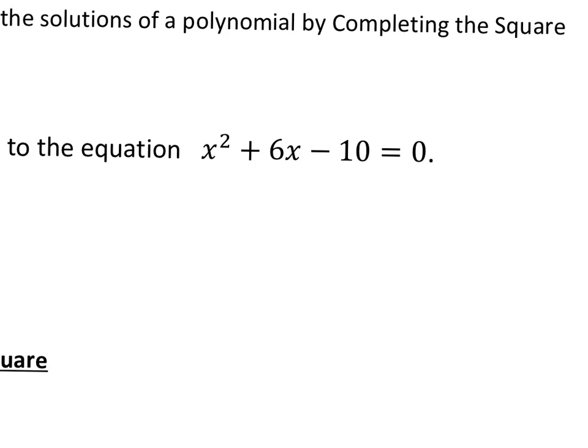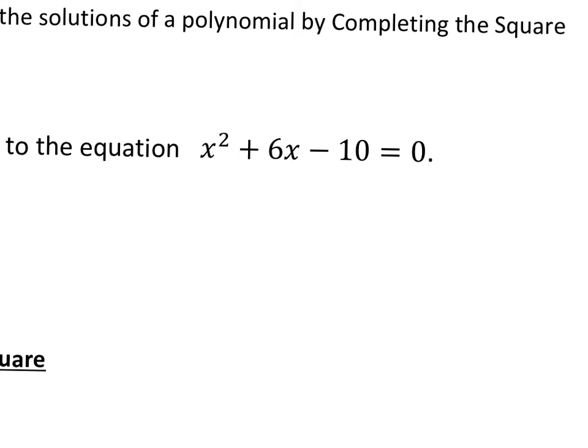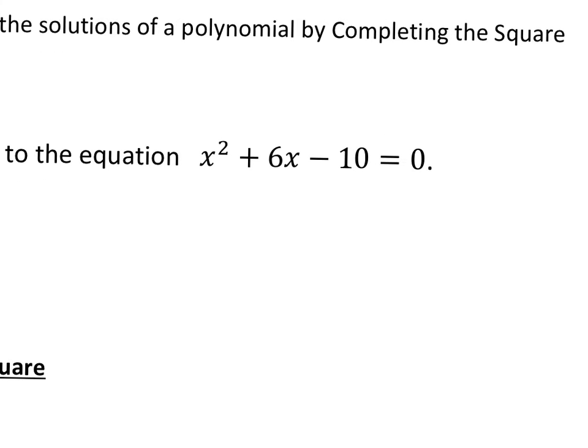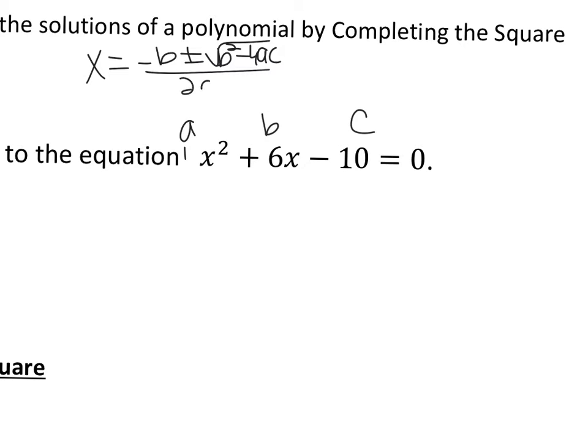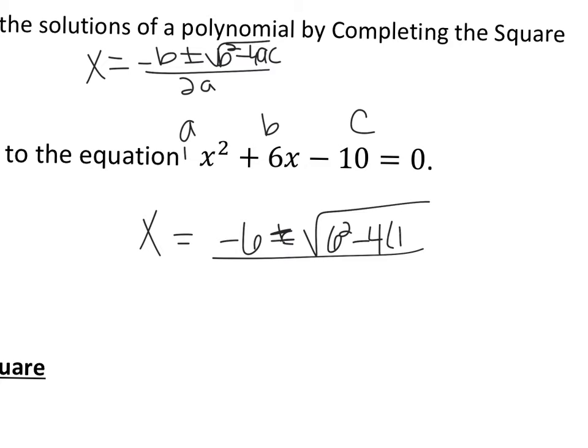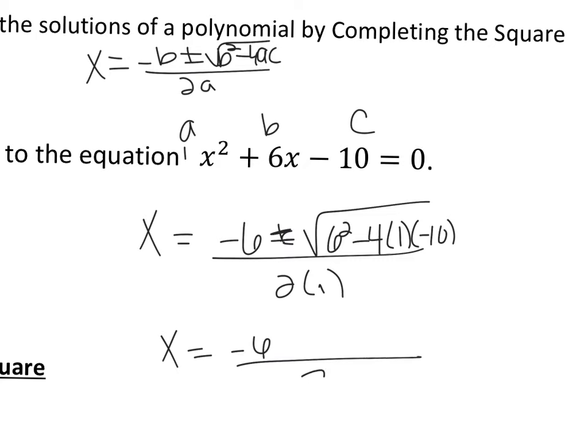The do now is basically a review of the quadratic formula. So what we're going to do is make A is 1, B is 6, and C is negative 10. Remember the formula is x equals negative b plus or minus the square root of b squared minus 4ac, all over 2a. So x equals negative 6 plus or minus the square root of b squared, which is 6 squared, minus 4, a is 1, c is negative 10, all over 2a. I'm going to get x equals negative 6 all over 2 plus or minus, this is going to be 36 minus, well, plus 40.